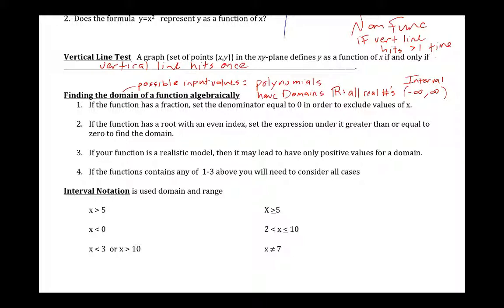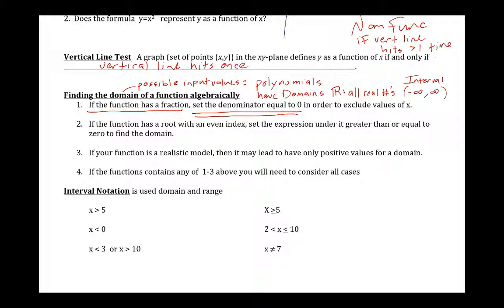If the function has a fraction in it, you set the denominator equal to 0. I'm going to give you a little bit of an example in a minute. This is something we're going to itemize in a moment. And then the second one says, setting the denominator equal to 0, that's a big deal if the function is a fraction. Okay, got it. We'll talk about it with an example.